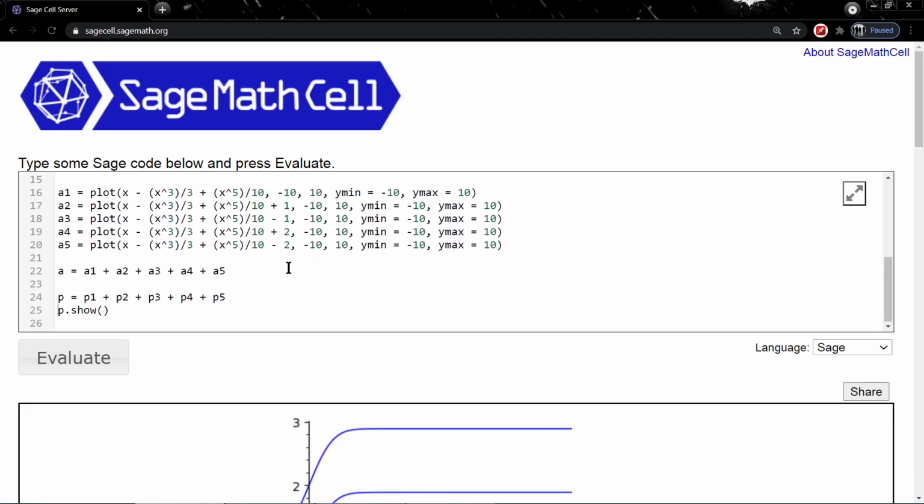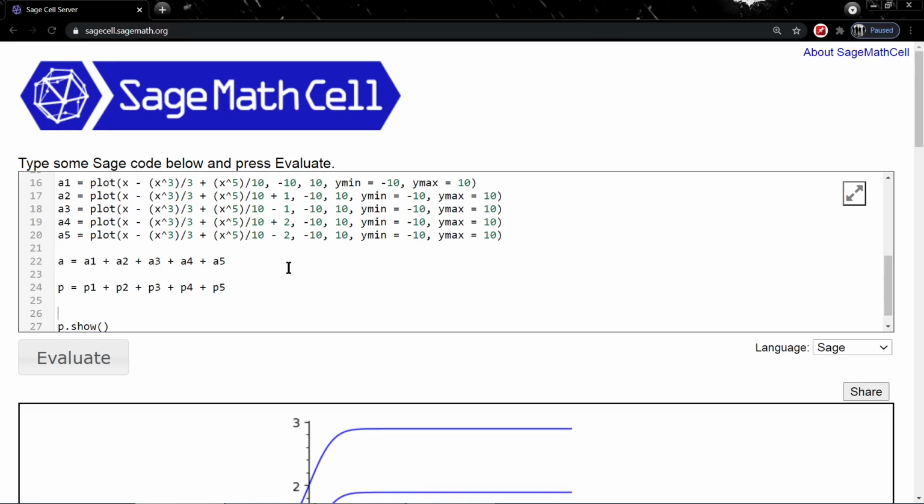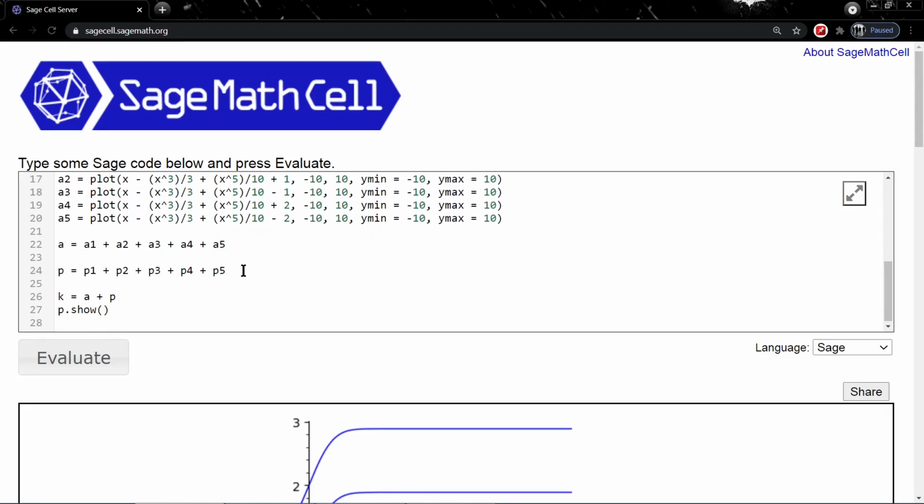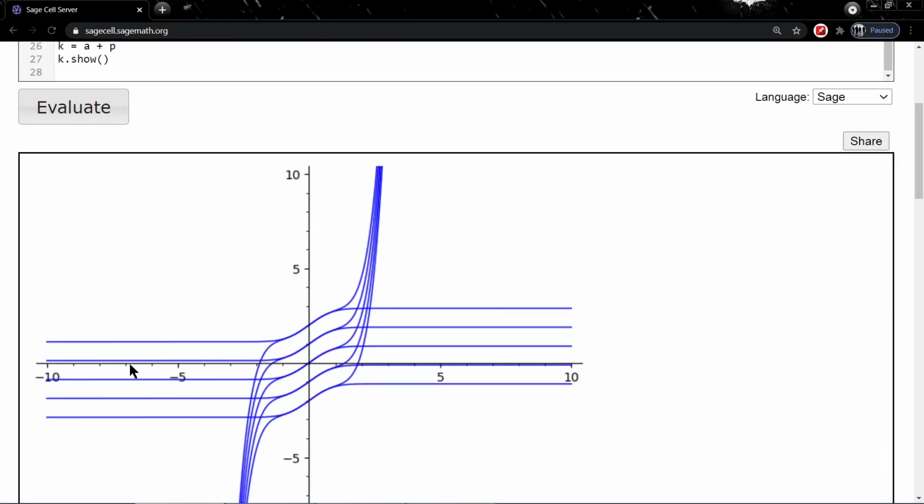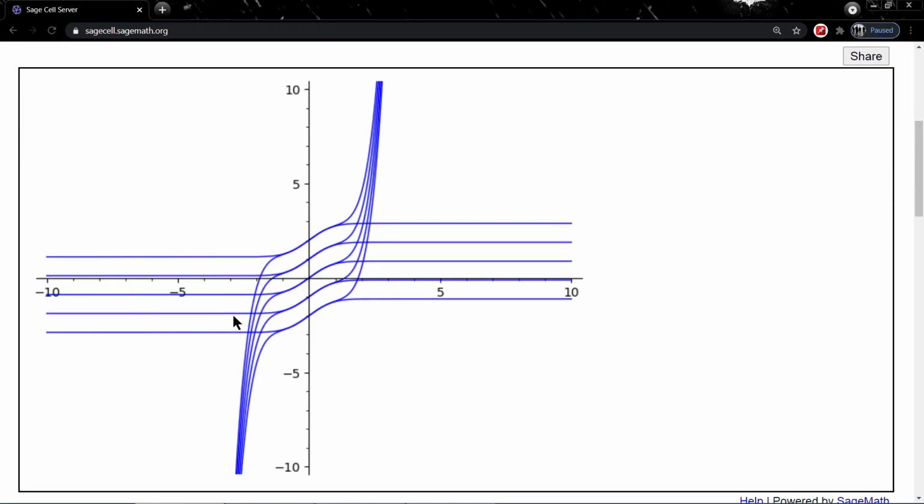Now we can write A plus P and assign it to a variable K, A plus P. From the beginning we know the P variable holds graph for the actual solution curves, and now the A variable holds the graph of the approximate solution curves, and K value holds both the actual solution curves and the approximate solution curves, and we are going to plot K. We can see that these are the actual solution curves and these are the approximate solution curves.